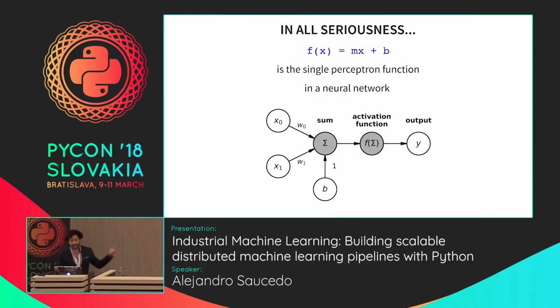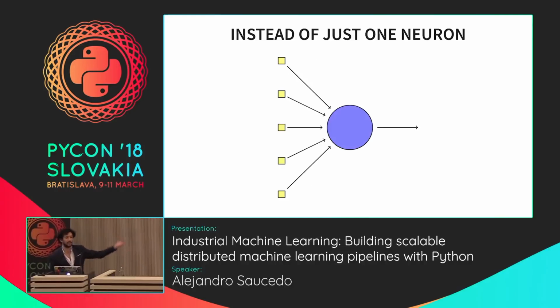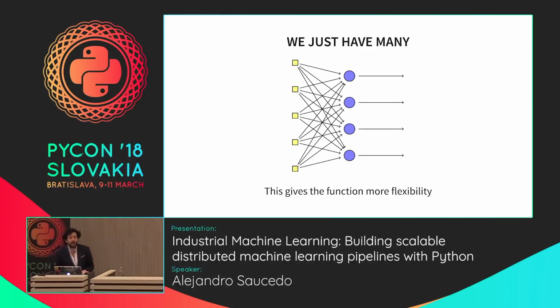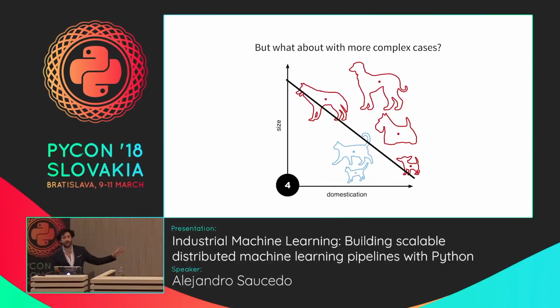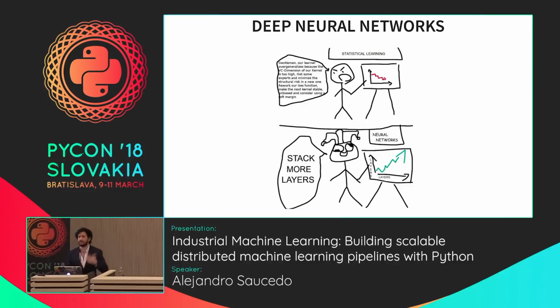But in all seriousness, this function that we just saw is ultimately synonymous to the single perceptron function in a neural network. So you have the weights, mx plus b, and then your activation function gets your output. The difference in neural networks is that you just take one neuron and you stack them up to be able to get a more flexible function, and you add more layers for more flexible learning. And what would you do in more complex cases? The crypto ML guys ask themselves. Well, you just stack more layers, and that's the introduction to deep learning.